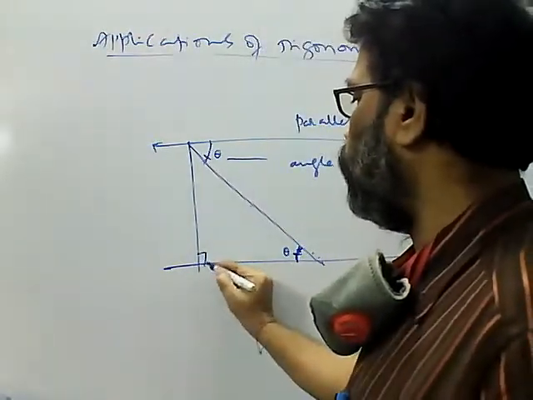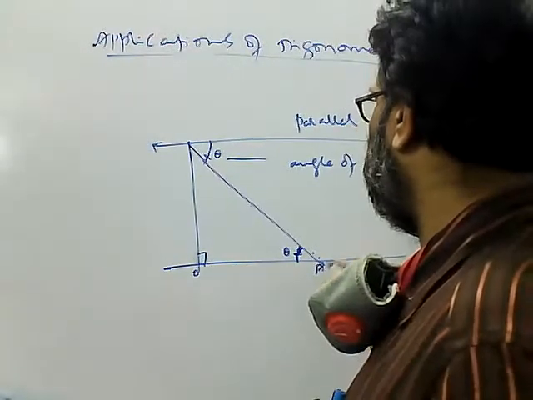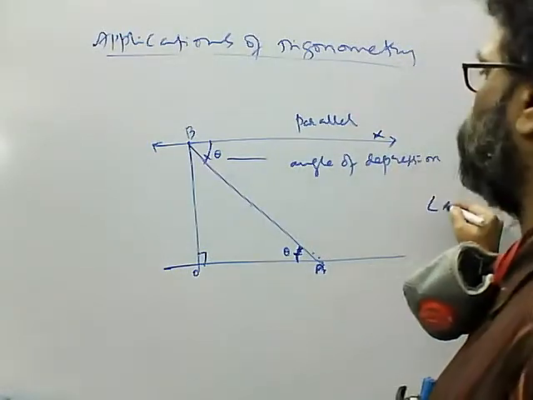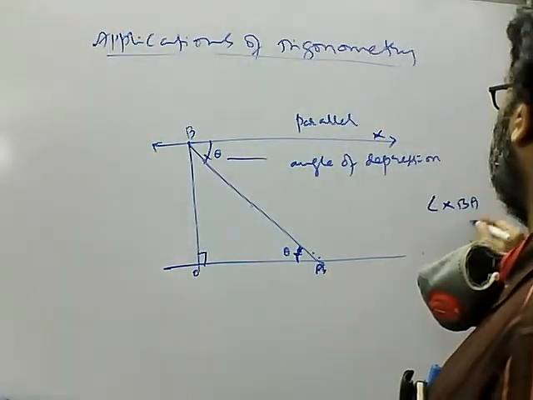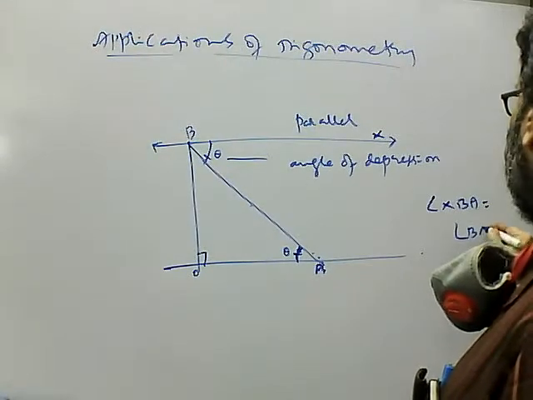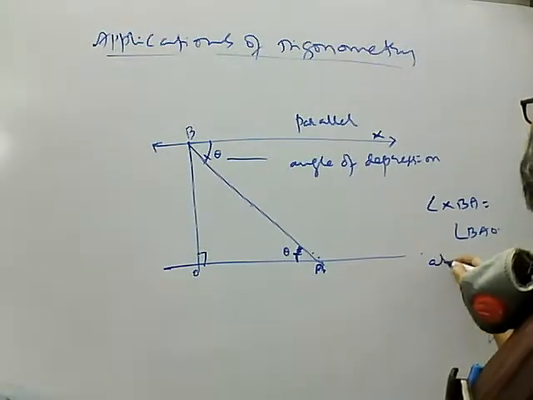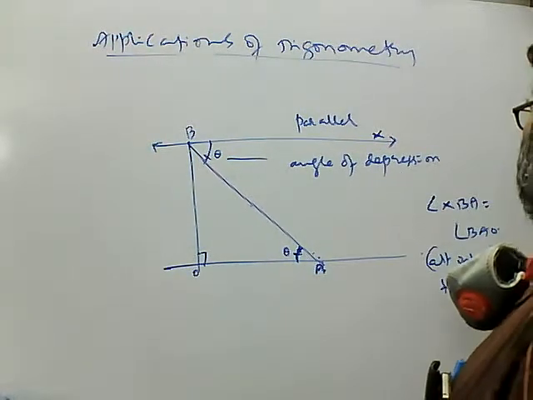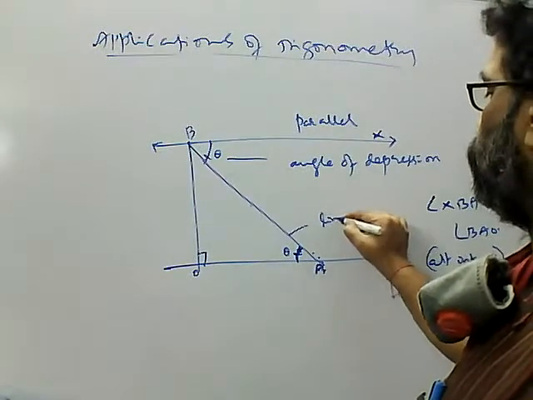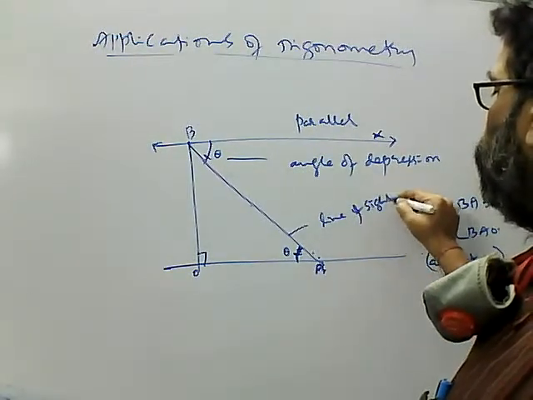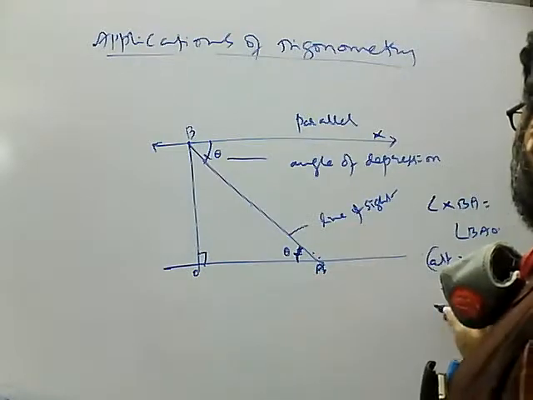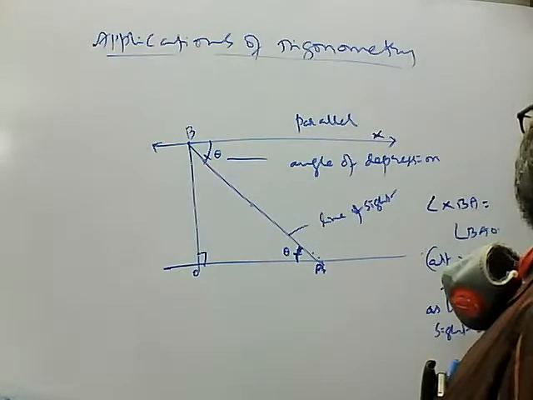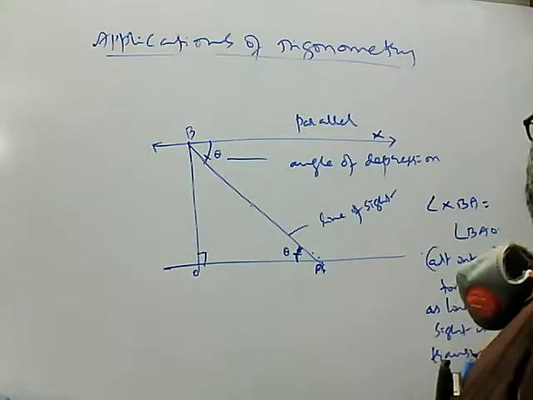Understood now? So this is 90, right? This is O, this is A, this is B, and this is X. So angle XBA is equal to angle BAO, because of alternate interior angles. For AB, this is called the line of sight. How you are seeing from top to down or down to top is the line of sight. It is a transversal. We are using geometry here.